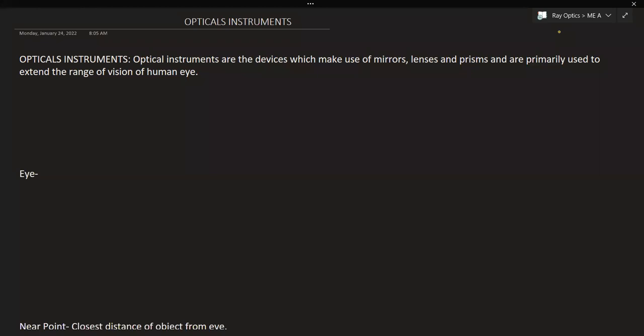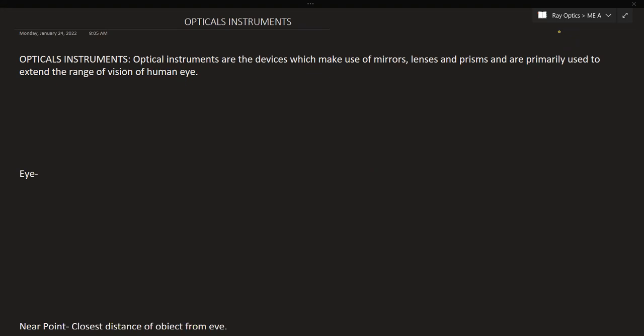Okay, class. So now optical instruments is one of the portions that is left. At least let's have an overview first of it, then we'll start with one of them. Now, optical instruments basically use mirrors, lenses, prisms, all these devices. Prisms is left to be discussed, that we'll do after optical instruments. Fine, prism we have to do. All right, mirror and lens we have covered.